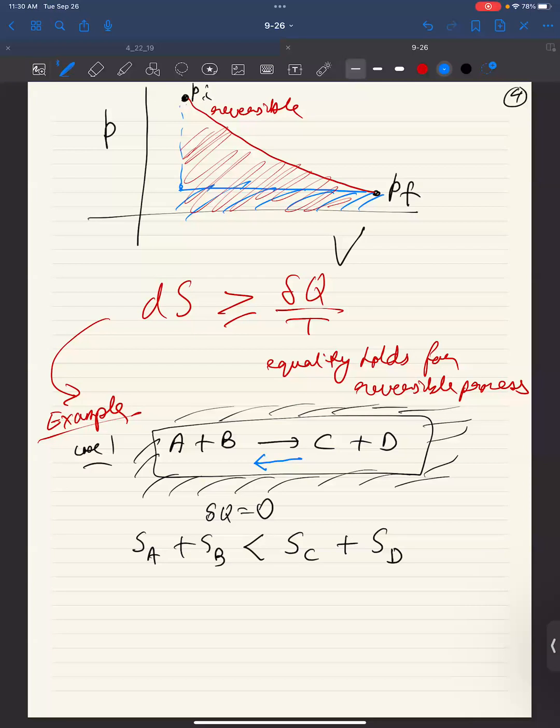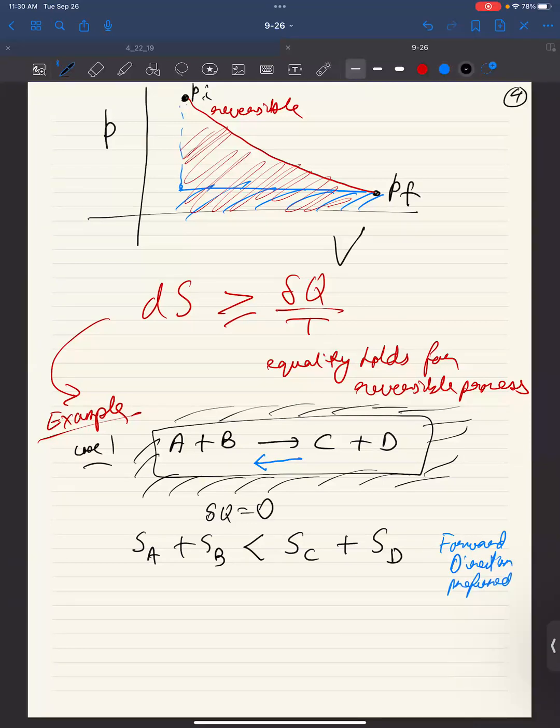We know that dS is going to be more than or equal to delta Q by T. And in this case, delta Q is 0. So dS is more than or equal to 0, right? So the forward direction will be preferred. On the other hand, this means forward direction preferred.